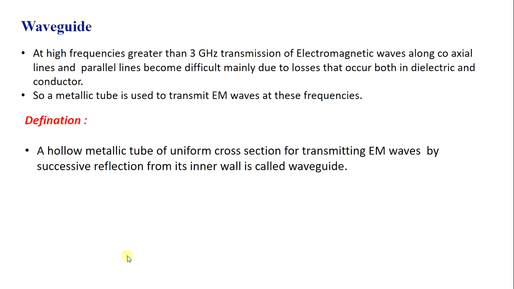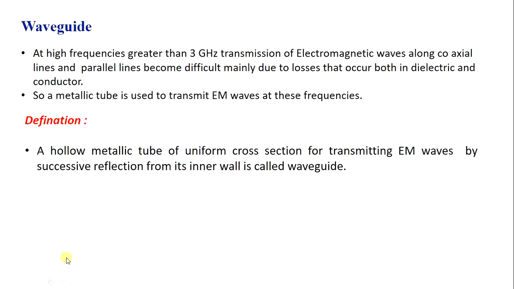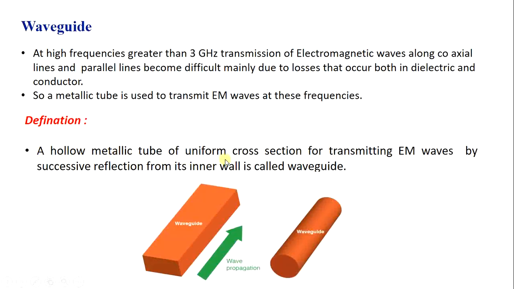So basically, what is a waveguide? A hollow metallic tube of uniform cross section for transmitting the electromagnetic waves by successive reflection from its inner wall is called a waveguide. You can see in the figure the two different waveguides are shown. We will go into the types of waveguide in the further slides, but the structure of a waveguide is in such a manner.